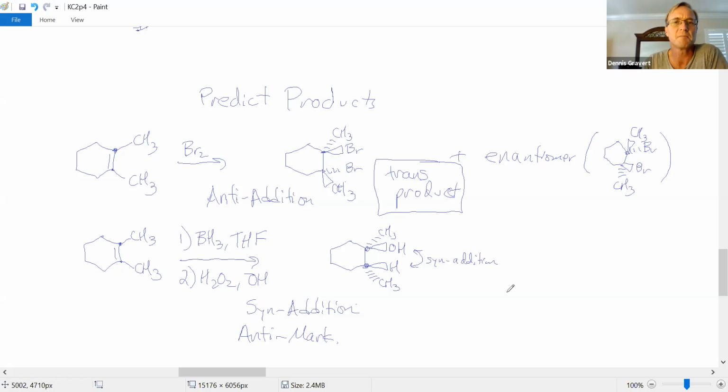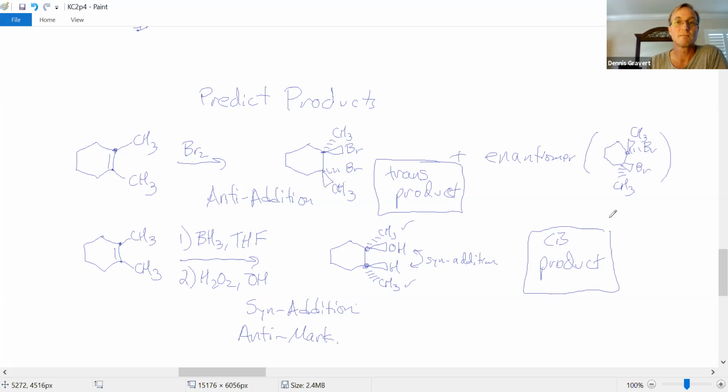All right. Is this a cis or the trans product? Well, where are the identical groups? The methyl and the methyl are the identical groups, and they're both on dash. This is the cis product.